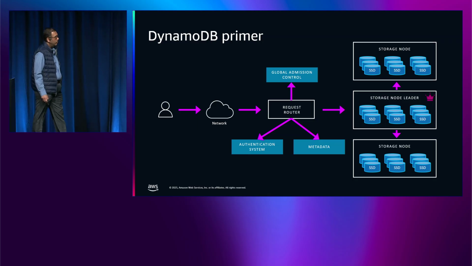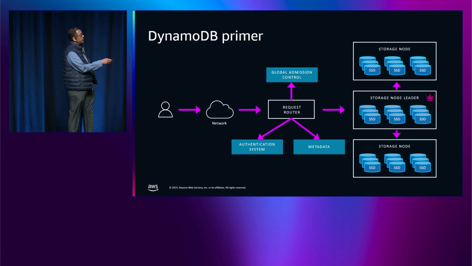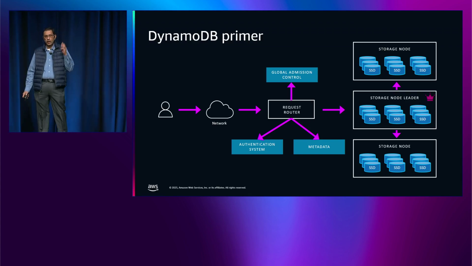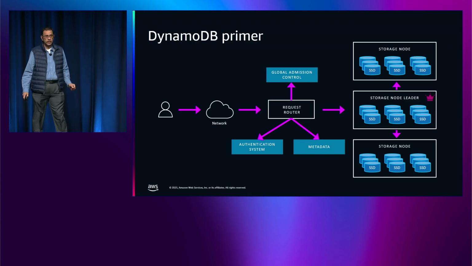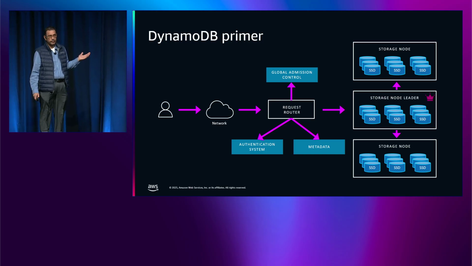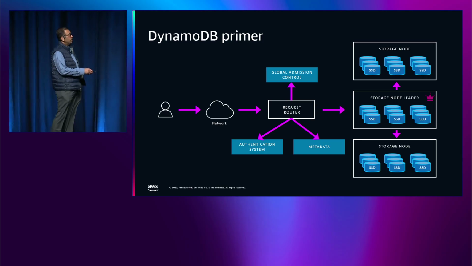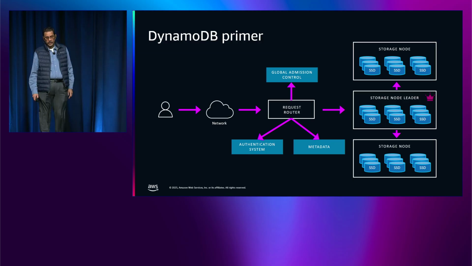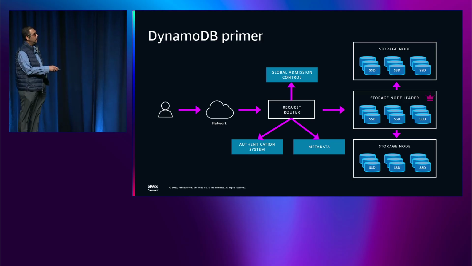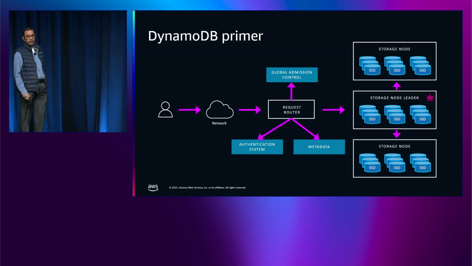Now, for availability and durability, we store 3 copies of your data on three storage nodes in 3 different availability zones. When you want to do a write, your write always goes to a storage node leader. I just depicted leader here with the crown.